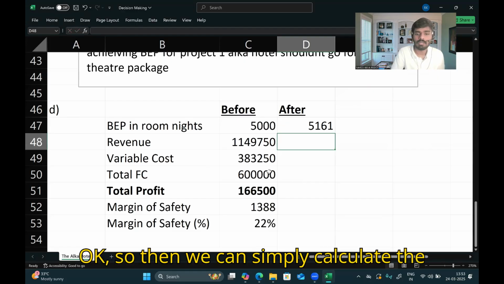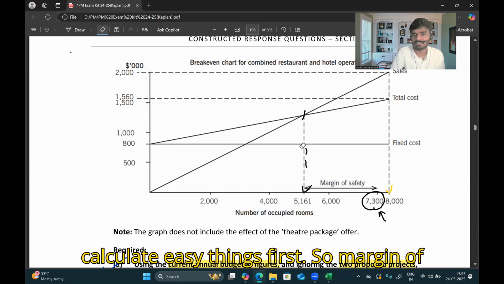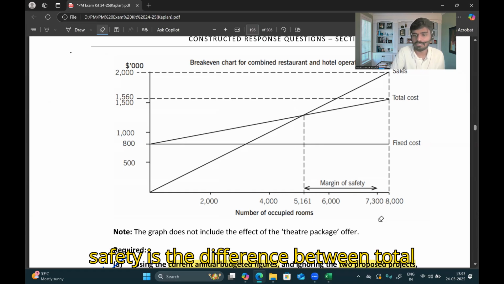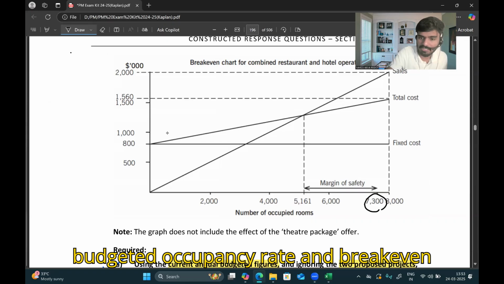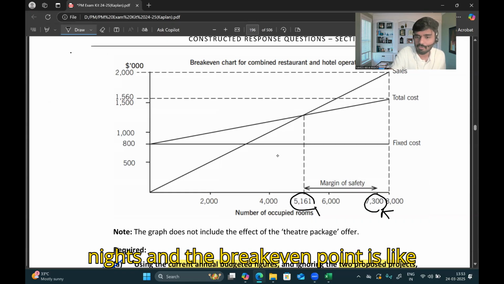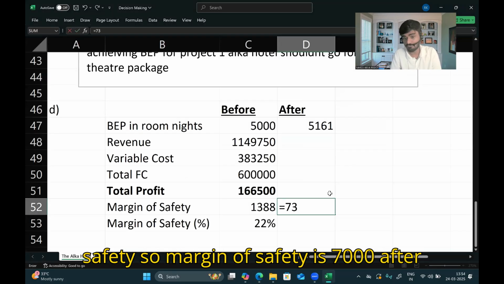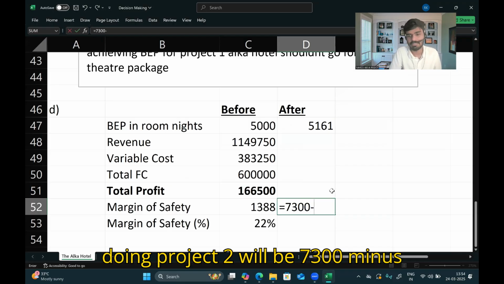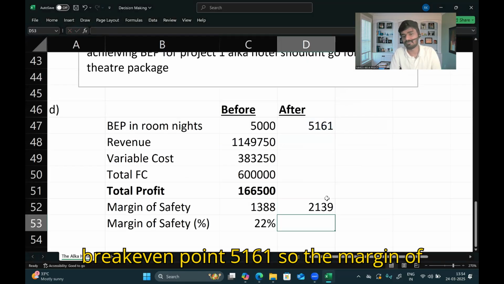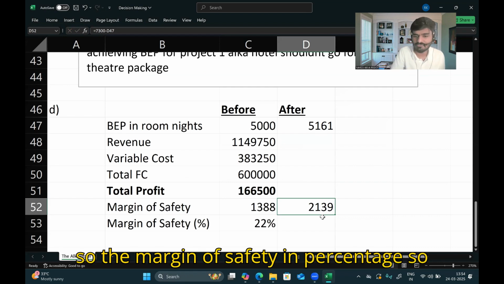Okay, so then we can simply calculate the margin of safety first. We can calculate easy things first. Margin of safety is the difference between the total budgeted occupancy and the break-even point. They are budgeting 7,300 unit room nights, and the break-even point is 5,161. The difference is called the margin of safety. So the margin of safety after doing project 2 will be 7,300 minus the break-even point 5,161, which is 2,139.